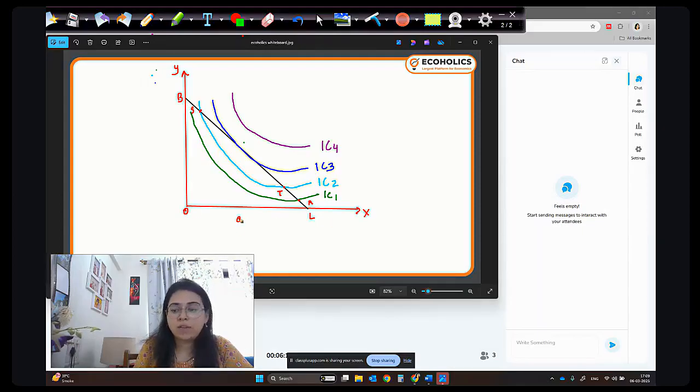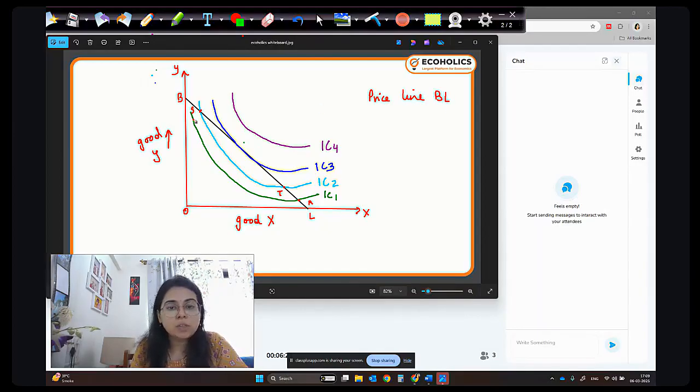And over here, we have good X, and over here, we have good Y. So the budget line or the price line for the consumer over here is BL. There are different points on this budget line. There is this point S, then A, then T, and then let's call this point Q. So what is the consumer going to prefer? The consumer will be at equilibrium at this point Q.